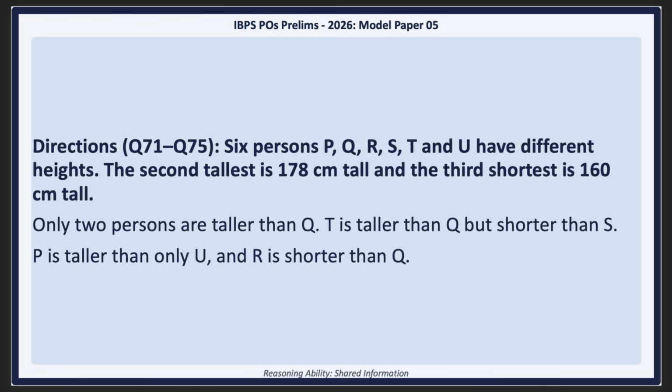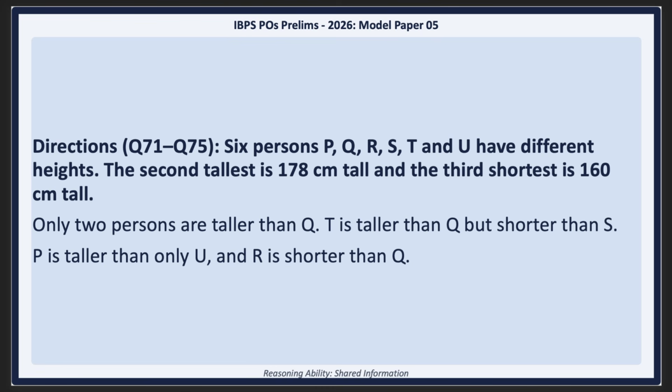And the relational clues they give are, only 2 persons are taller than Q. T is taller than Q but shorter than S. P is taller than only U. And R is shorter than Q. Let's break this down patiently. When the exam uses the word only, pay close attention. Only 2 persons are taller than Q means Q is sitting exactly in the 3rd position from the top. No more, no less. Right.